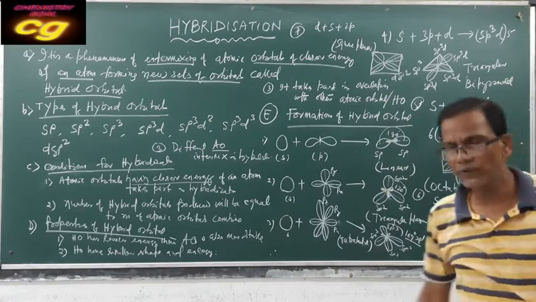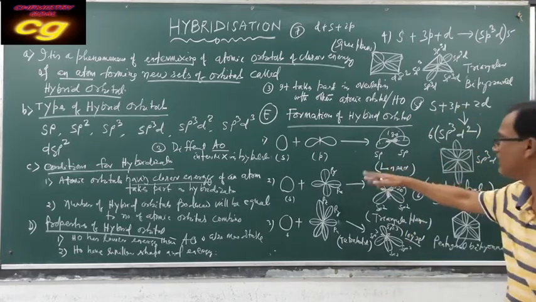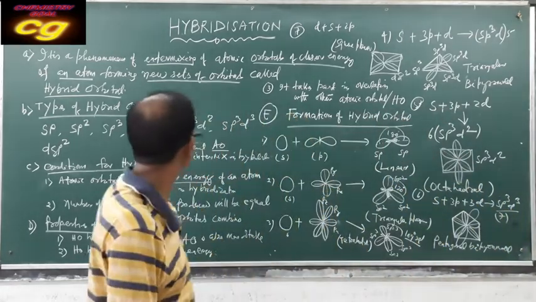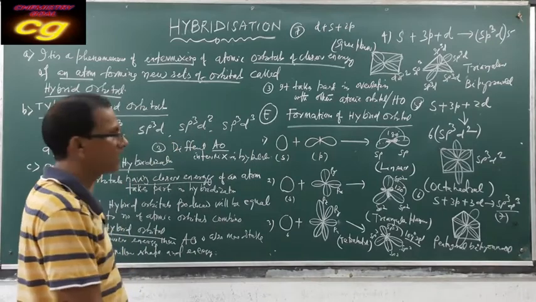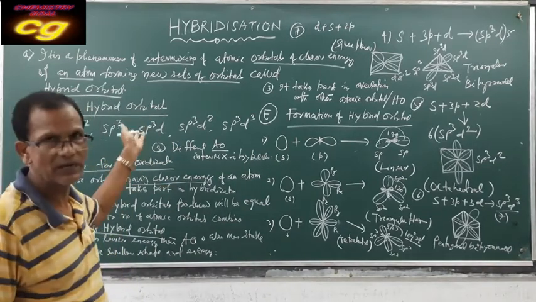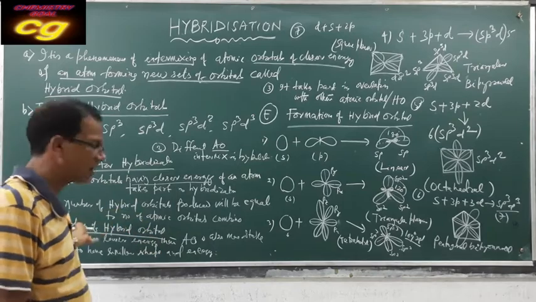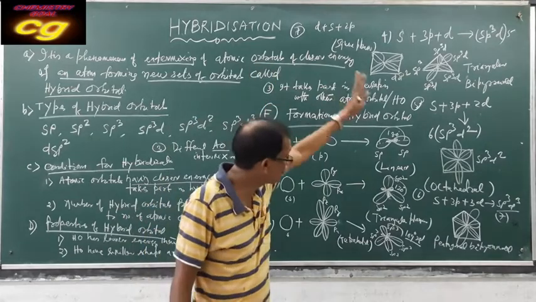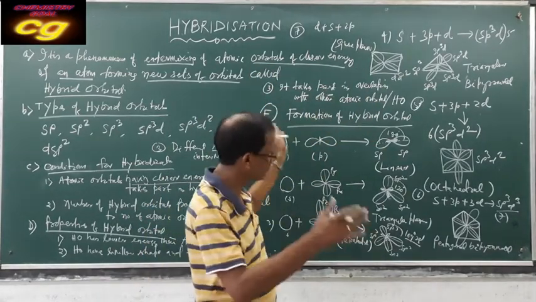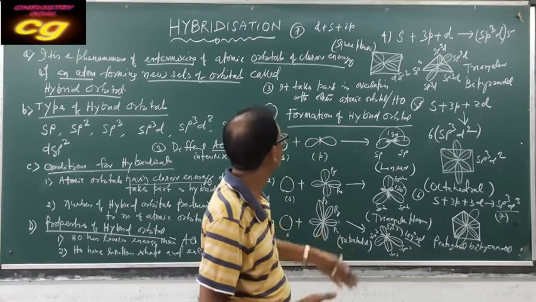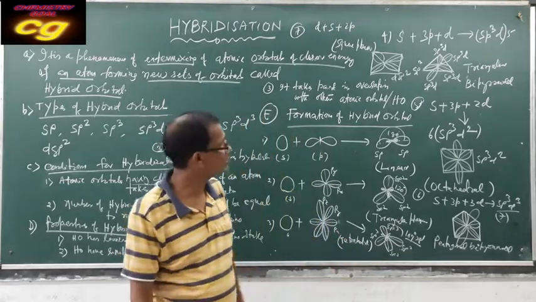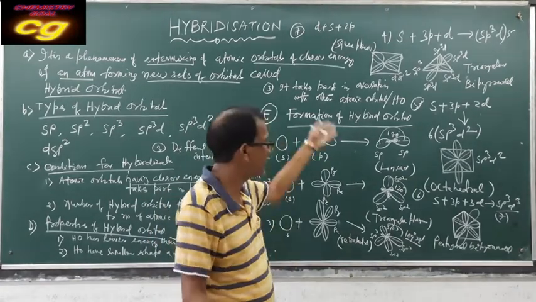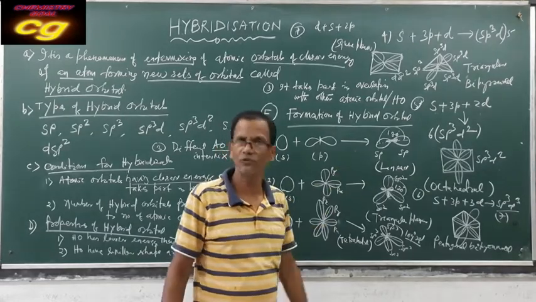So these are the different types of hybrid orbitals produced by the intermixing of different atomic orbitals. Today's lesson discussed what hybridization is, the conditions for hybridization, the types of hybrid orbitals, the properties of hybrid orbitals, how they differ from atomic orbitals, and how the different types of hybrid orbitals are produced from the atomic orbitals of an atom. In the next class we will discuss how covalent compounds are produced by the hybridization concept. Okay, thank you all.